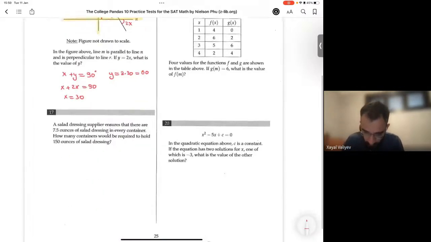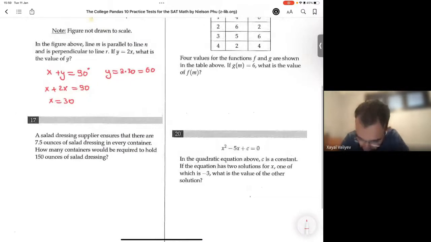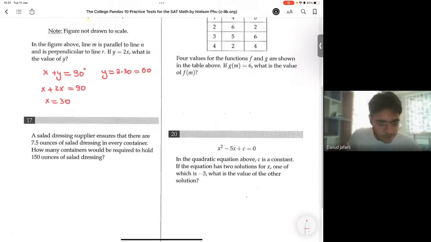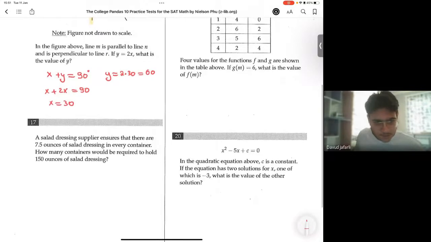All right, so question 17. Salad dressing software ensures that there are 7.5 ounces of salad dressing in every container. How many containers will be required to hold 150 ounces of salad dressing? In one container, 7.5. How many containers?